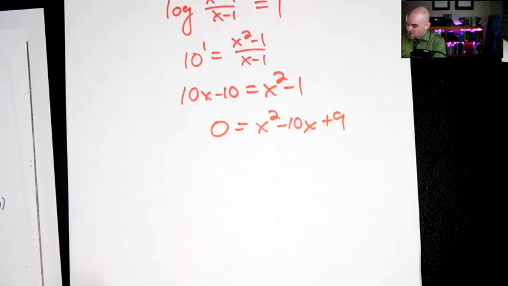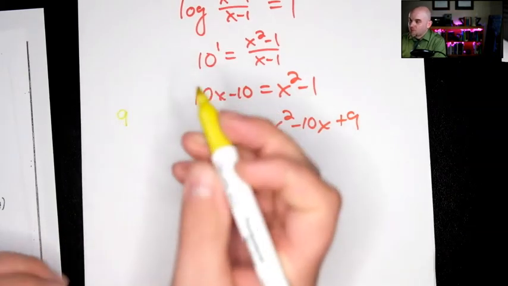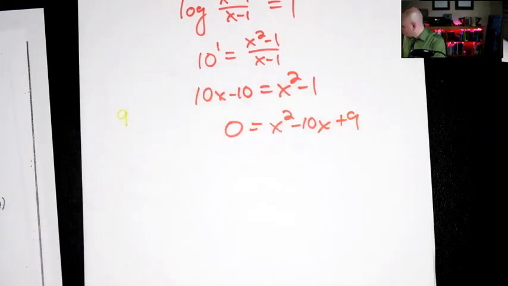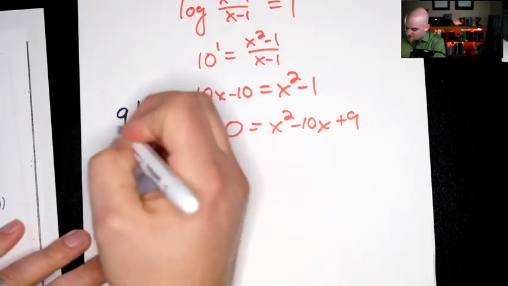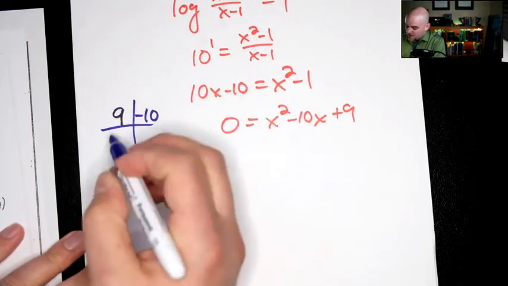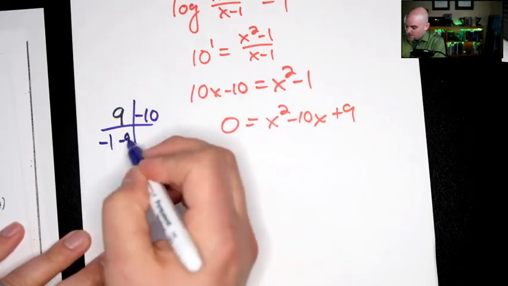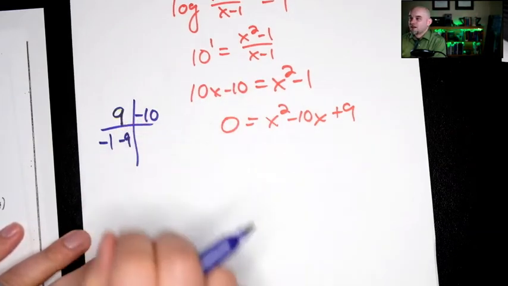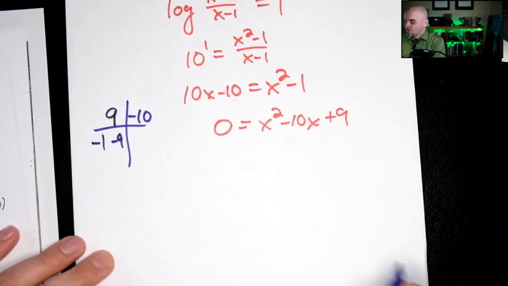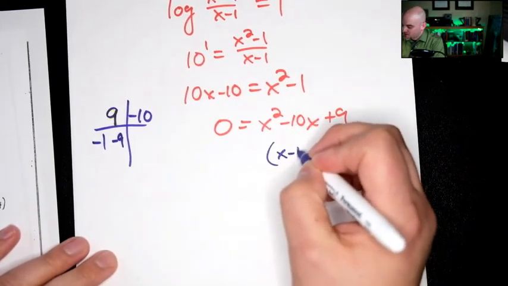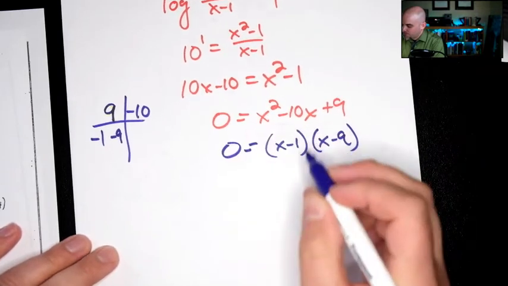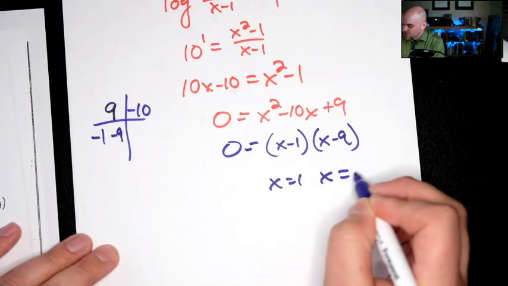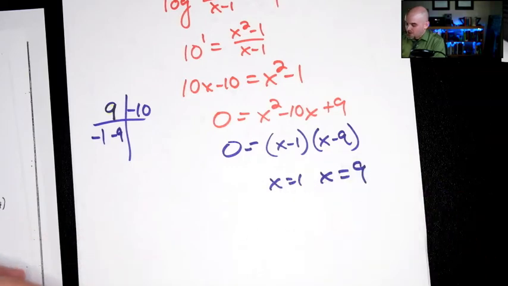And so I'm going to factor this one out here. I want factors of 9 that add up to the middle term, negative 10. I got negative 1 and negative 9. Multiply to give you positive 9, add to give you negative 10. The leading coefficient is 1, so when I factor this, it gets x minus 1, x minus 9. So x equals 1 and x equals 9 are my possible solutions.